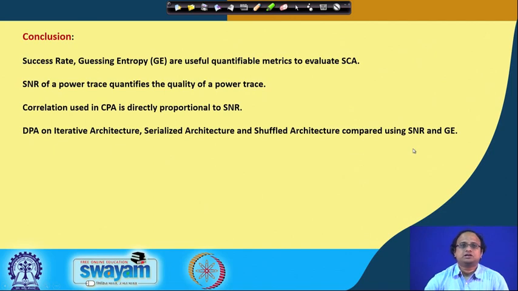So, to conclude, what we have discussed is success rate and guessing entropy, GE, which are useful quantifiable metrics to evaluate side channel attacks. We have discussed that the SNR of a power trace can be used to quantify the quality of a power trace, and the correlation, which is often a very useful metric for CPA or correlation power attack, is directly proportional to SNR. Okay. And the DPA on iterative architectures, serialized architectures and shuffle architectures can be compared using these metrics, SNR and GE. So, using SNR and GE, we can compare the performance of differential power attack across these architectures.